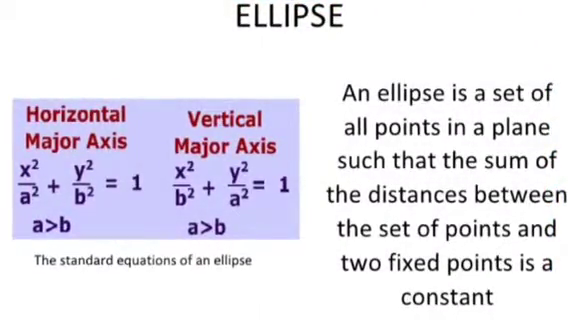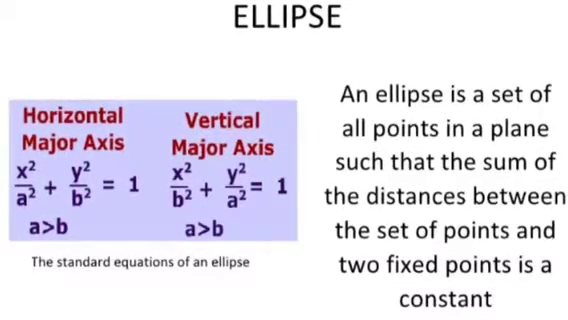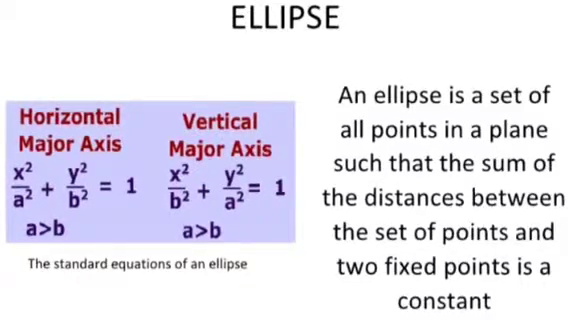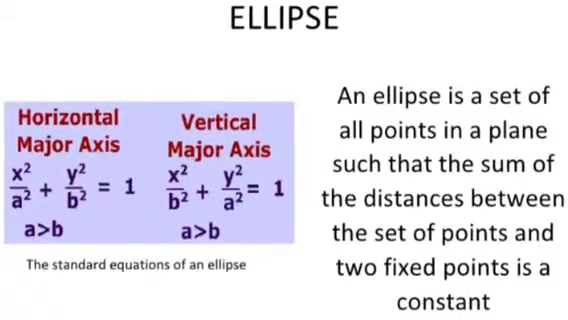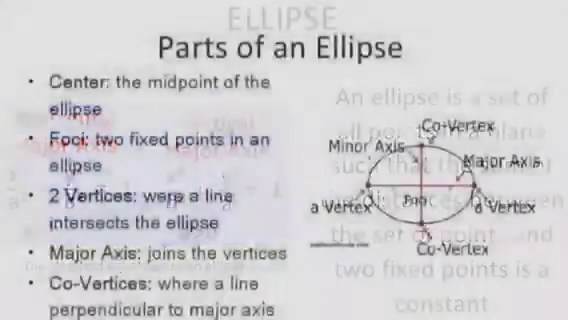There are two equations of an ellipse. The horizontal, x squared over a squared plus y squared over b squared equals 1, and the vertical, x squared over b squared plus y squared over a squared equals 1. In both, a is greater than b.